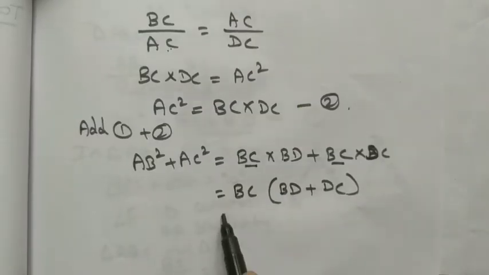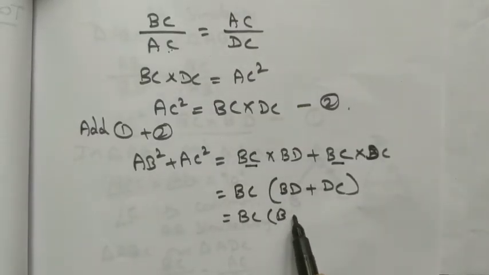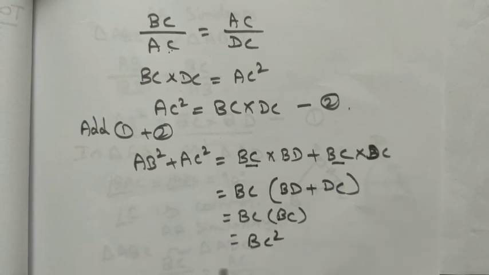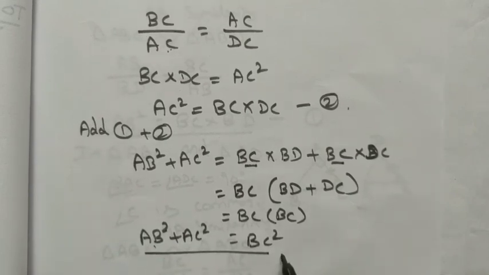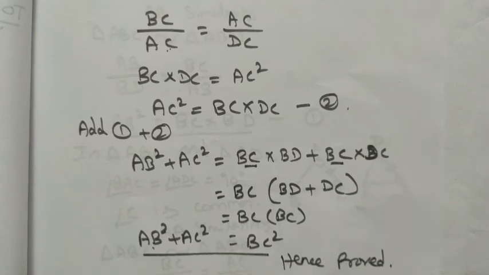Now BD plus DC is equal to BC, so BC into BC is BC square. So AB square plus AC square is equal to BC square. This is what we wanted to prove. Hence proved. Thank you, students.